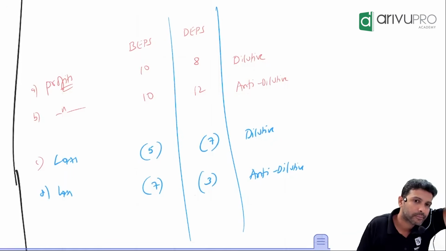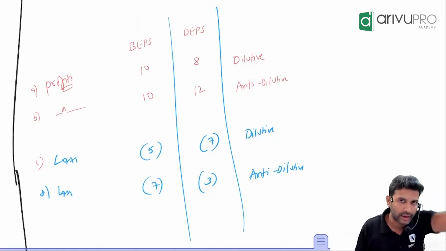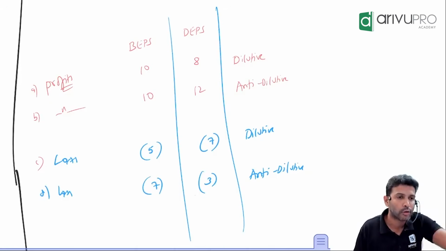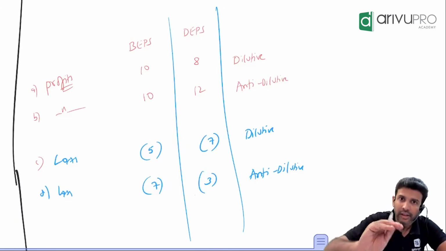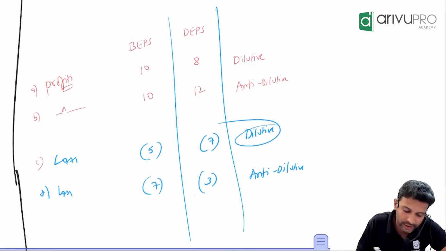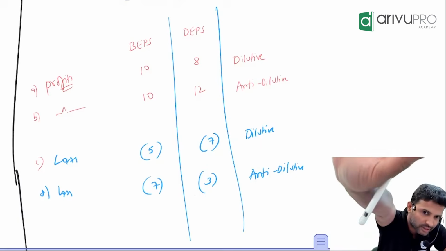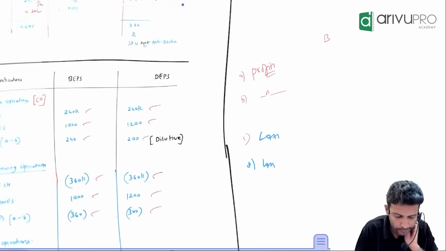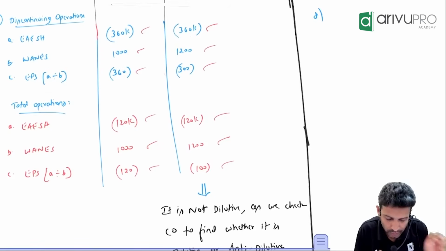Agreed? So, once again, I'm saying, from profit side if you are working, for it to be dilutive, profit should be lesser. But if you are working from loss side, for it to be dilutive, loss should be more. Then only it is dilutive. Any other case it becomes what? Anti-dilutive.